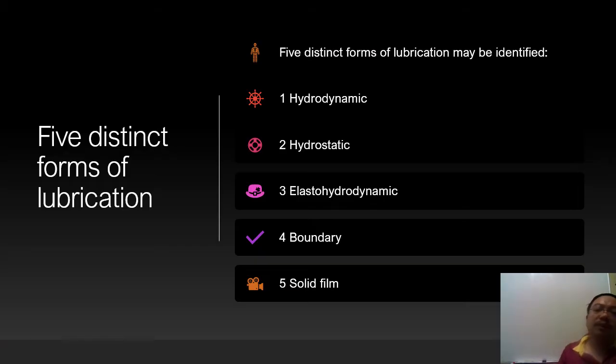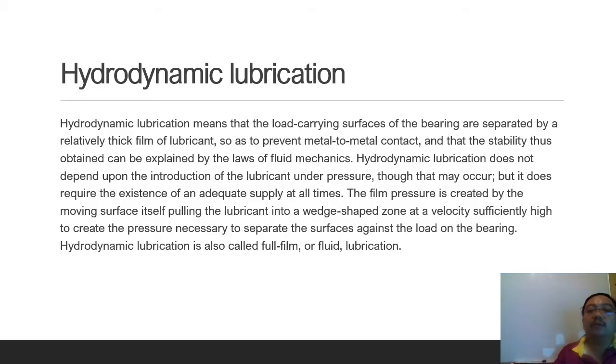So there are five distinct types of lubrication. They are hydrodynamic, hydrostatic, elastohydrodynamic, boundary, and solid film. So what is hydrodynamic lubrication?